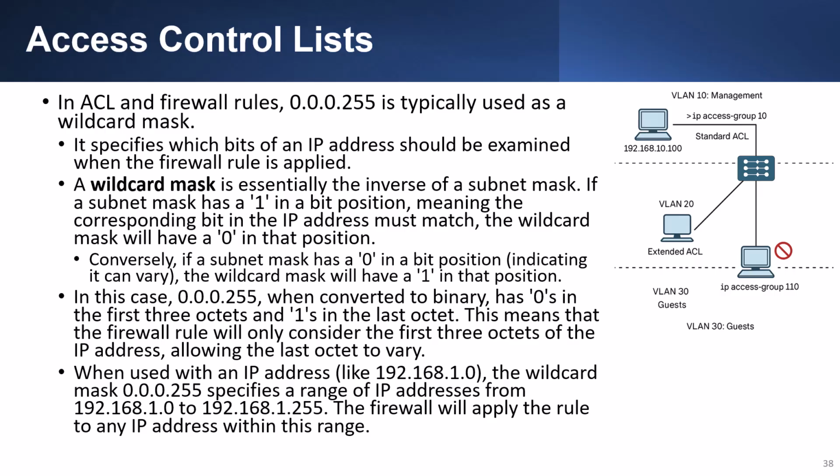In this case, 0.0.0.255, when converted to binary, has zeros in the first 3 octets and 1s in the last octet. This means that the firewall rule will only consider the first three octets of the IP address, allowing the last octet to vary. When used with an IP address like 192.168.1.0, the wildcard mask 0.0.0.255 specifies a range of IP addresses from 192.168.1.0 to 192.168.1.255. The firewall will apply the rule to any IP address within this range.